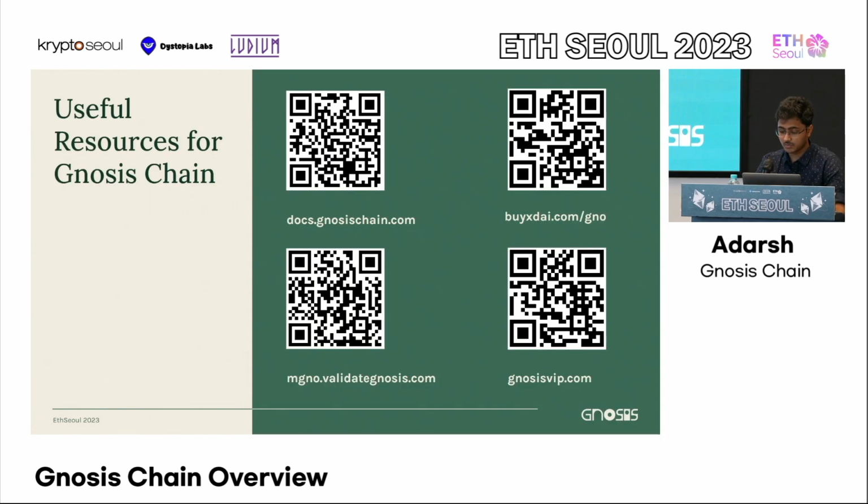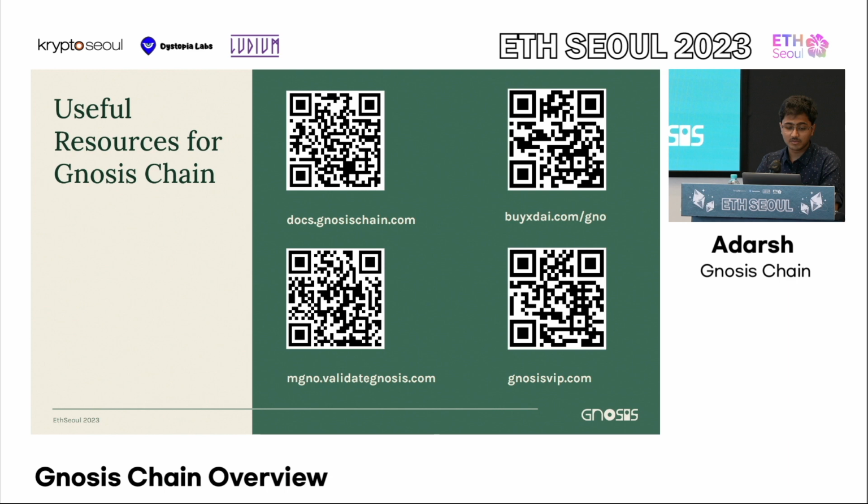Sharing some resources now for development. Starting with the docs, this should be your entry point for the documentation on Gnosis chain. So all the developers, if you want to build on Gnosis chain, this is the entry point for you. Then buyxdai.com, which is the aggregator for both xDAI and GNO. This is where you can buy some xDAI or GNO.